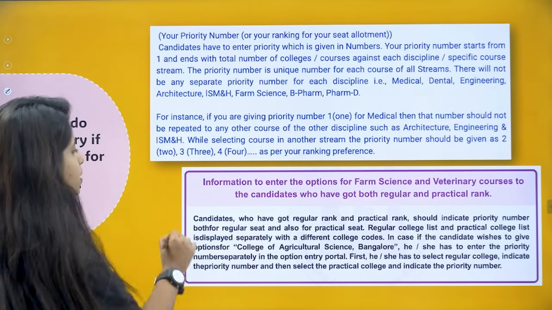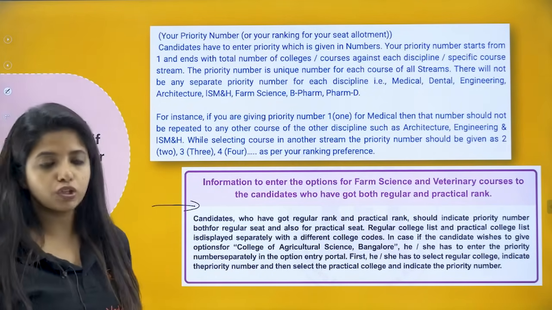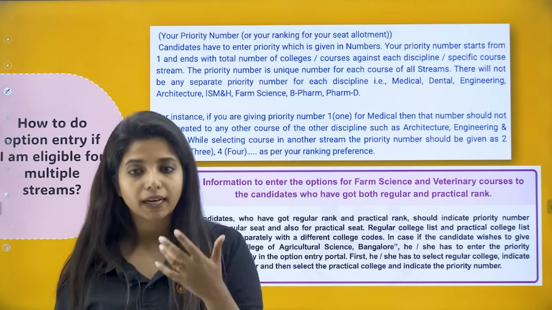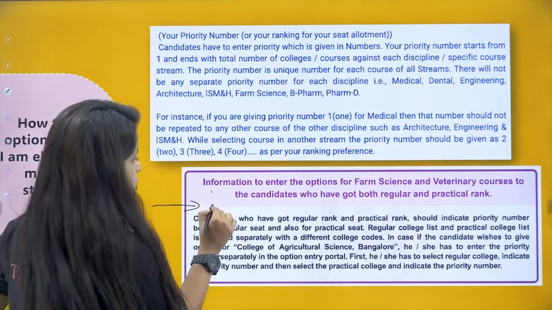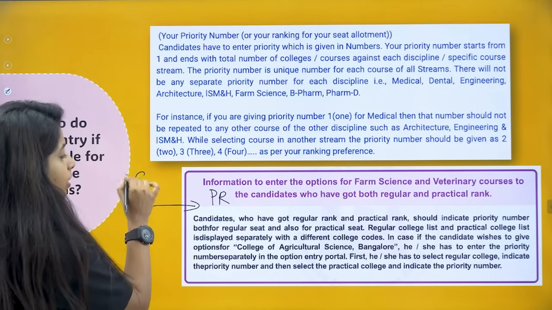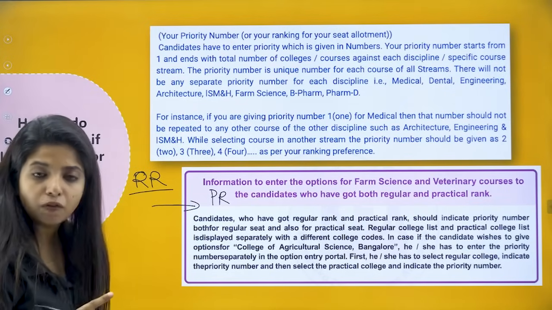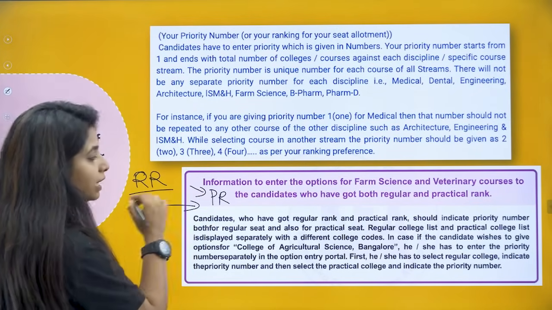Now, there is very important information for farm science and veterinary courses children. I suppose there are some children who might have given the practical exam as well, and they might have got the practical rank also. So you gave the normal regular exam and you might have got the regular rank. Apart from it, there might be some children who gave the practical exam and have got the practical rank.